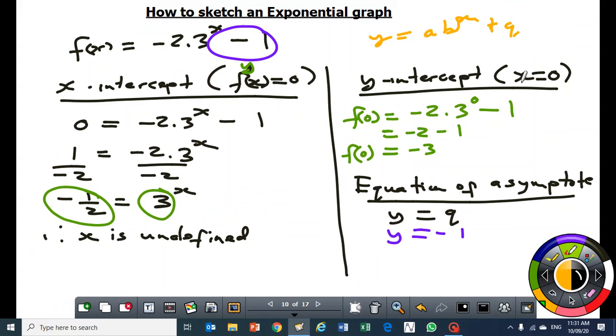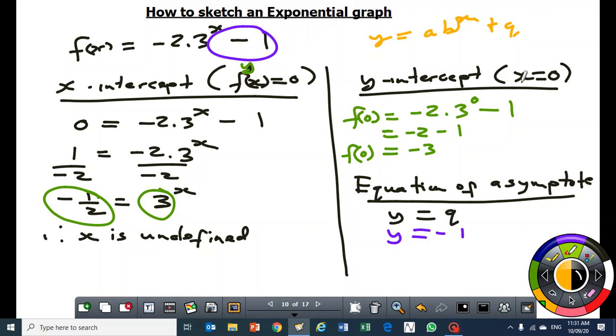If you have got this function f of x equal to minus 2 times 3 to the power of x minus 1, if you know your properties very well, before you sketch it, you should know that my a is negative, my b is positive, and it's greater than 1. Therefore, you are going to have a decreasing function, which means the curve is going to look like this. Because the a is negative and the b is greater than 1.